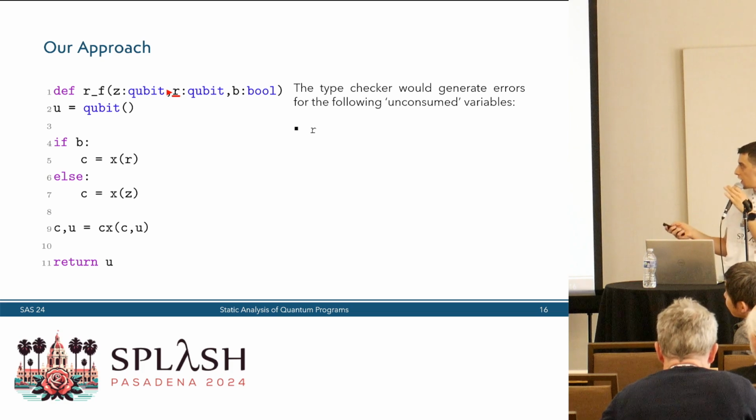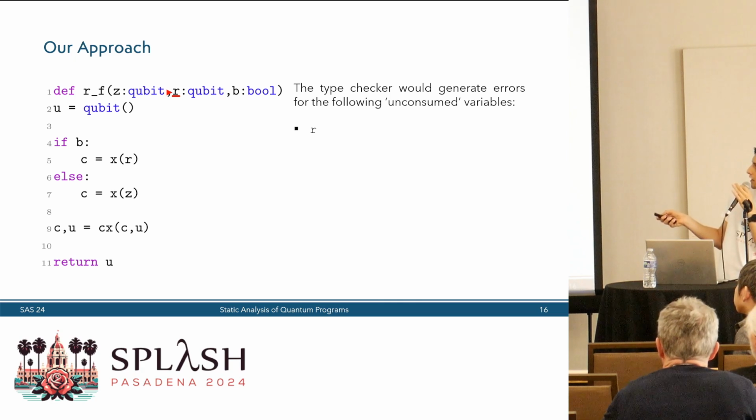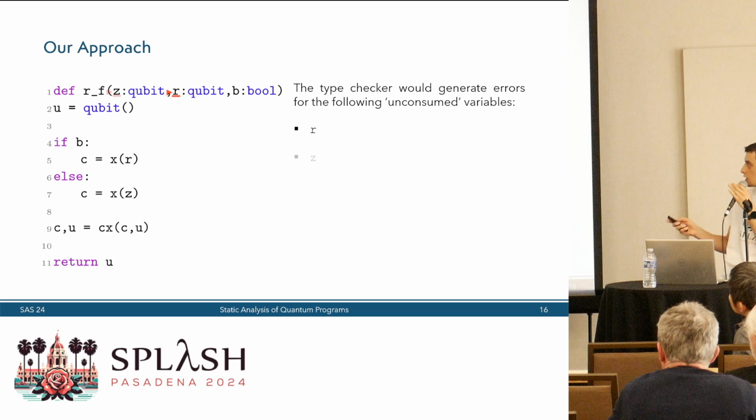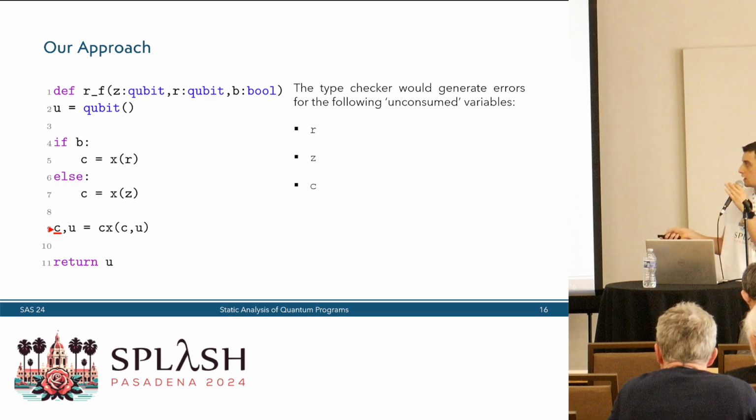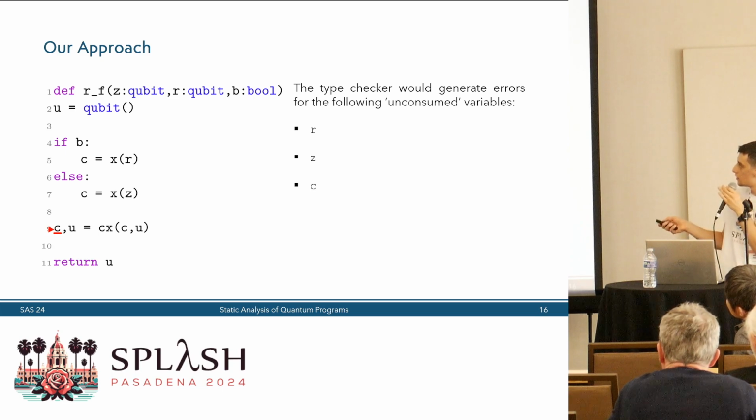We implicitly discard R, since R is used only in one path. When B is false, the computation goes to the else, and the else does not use R. So basically, R enters this function but does not exit from it, so we implicitly discard R. For the same reason, we implicitly discard Z because we don't use it in the if path. And then we discard C because we define it the last time, but we never use it. So a linear type checker will return these three errors on this program.